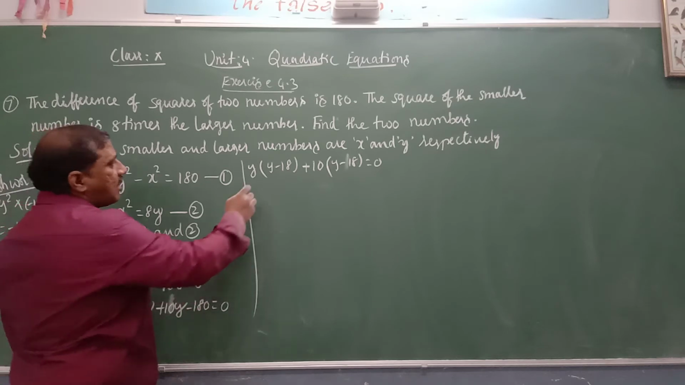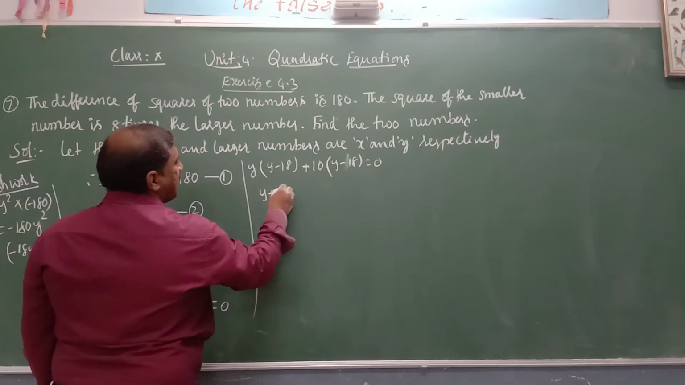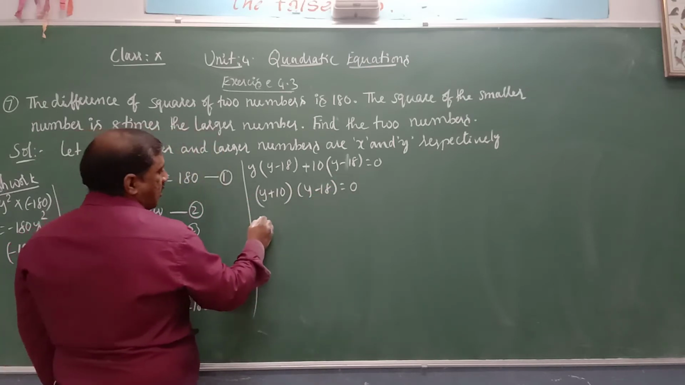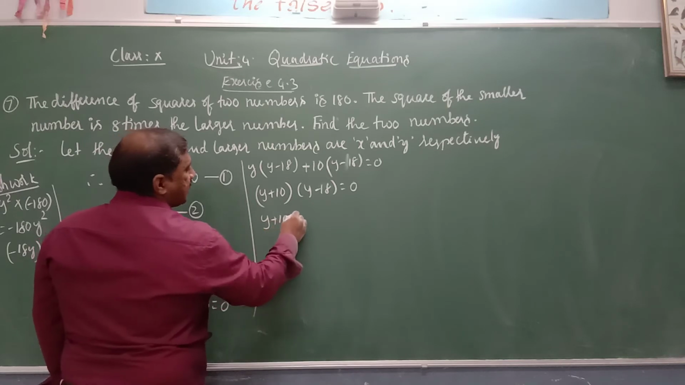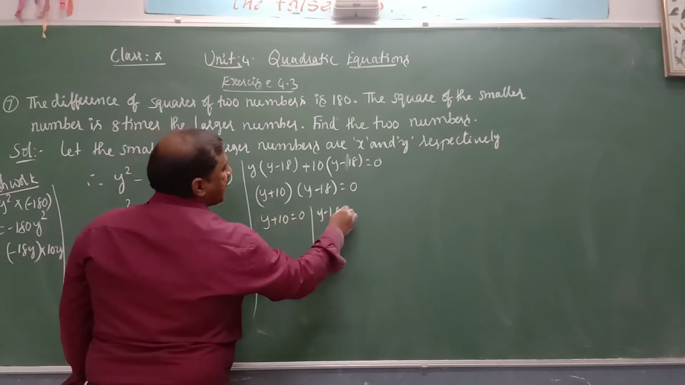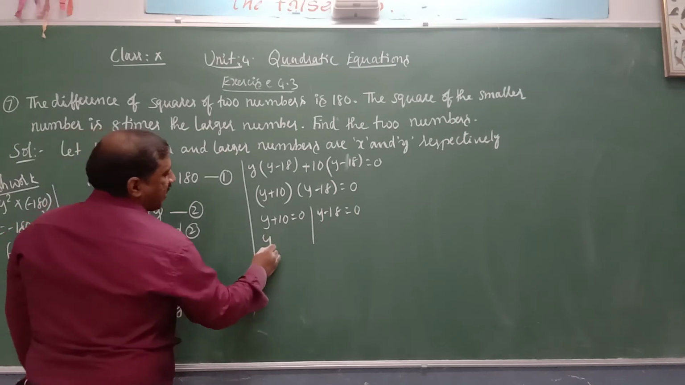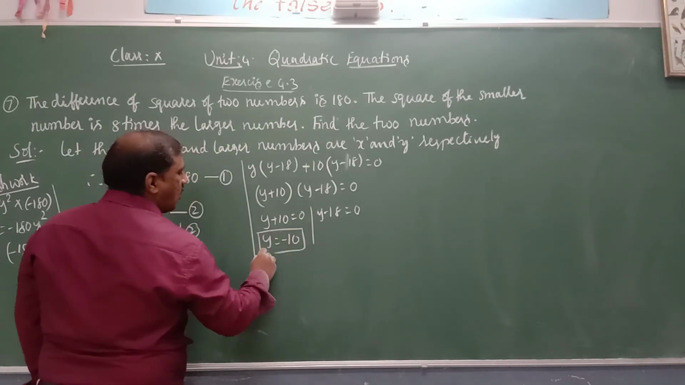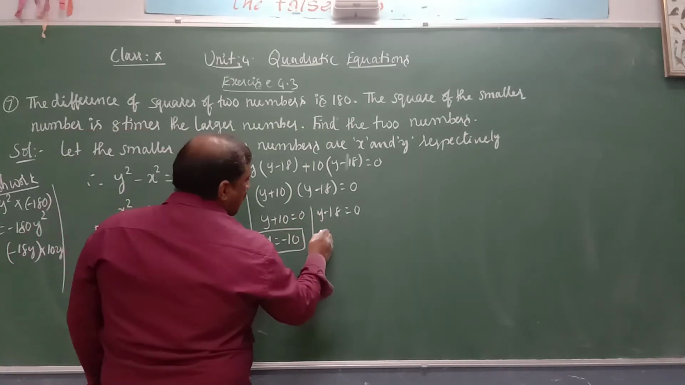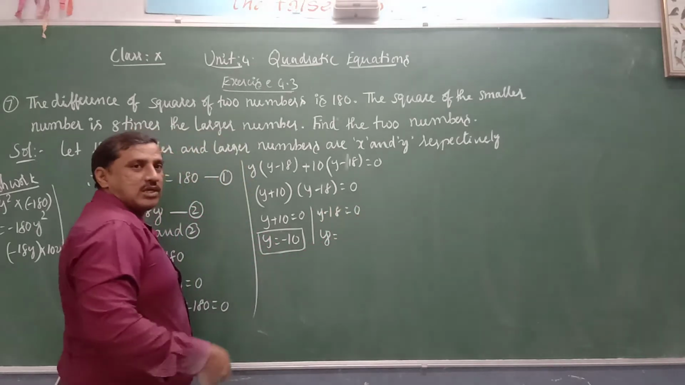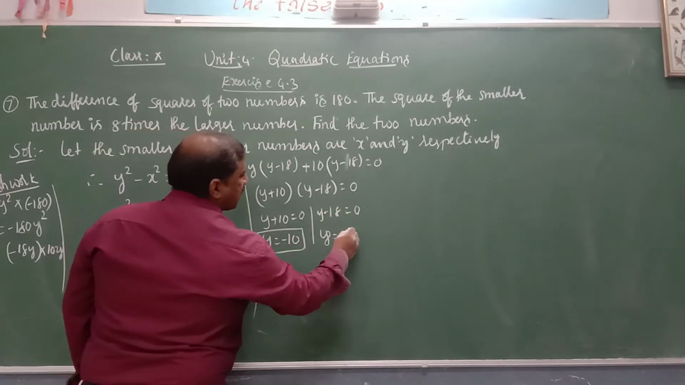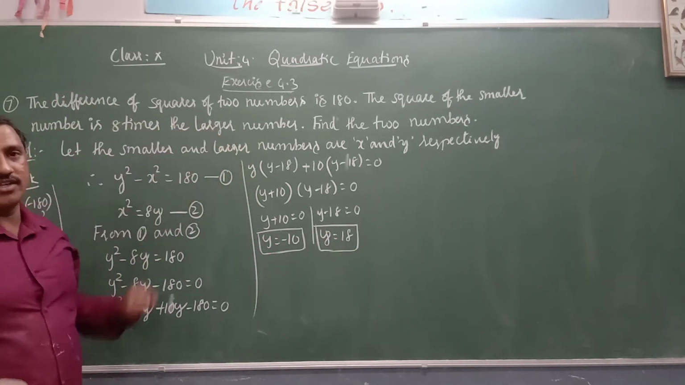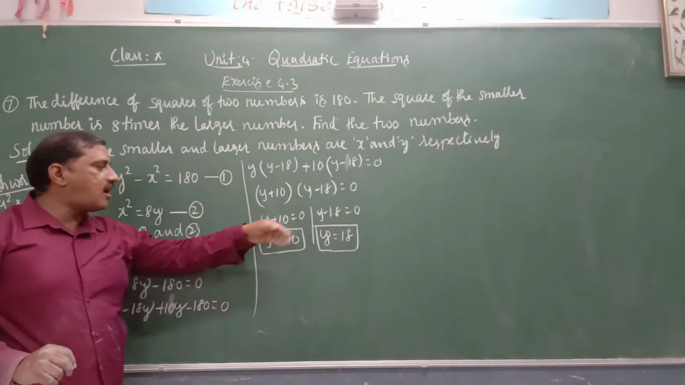Now two factors: y plus 10 is one factor, the other factor is y minus 18. So y plus 10 is equal to 0 or y minus 18 is equal to 0. Therefore y is equal to, by transposing plus 10 to the RHS, minus 10. The other one, y is equal to, by transposing minus 18 to the right side, plus 18. We have taken y as the larger number, so the larger number is minus 10 or 18.